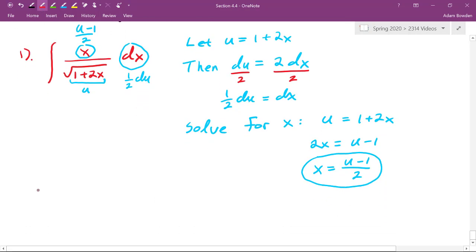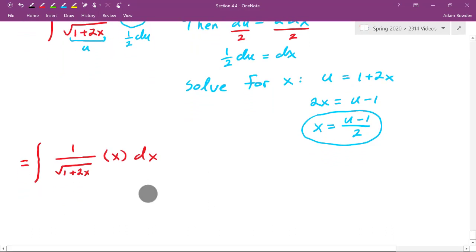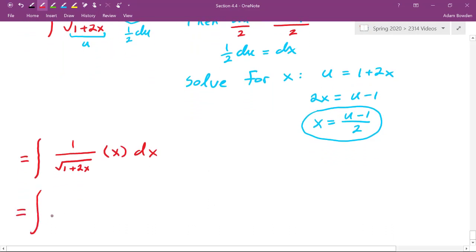Okay, this is kind of a little bit weird. Let me take this integral and rewrite it one more time before making the substitution. Think of it as 1 over the square root 1 plus 2x times x times dx. And now each part is going to have a substitution done for it. This will turn into 1 over the square root of u. For x, we're going to put u minus 1 divided by 2. And for dx, we're going to put 1/2 du.